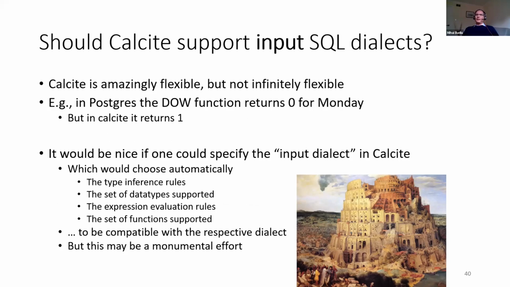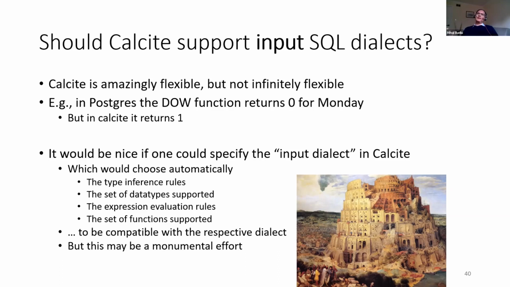For example, in Calcite, the day of week function returns 1 for Monday, but in Postgres it returns 0 for Monday. And for a while, I thought that the notion of SQL dialect would solve this, but it turns out the SQL dialect is something that Calcite uses for output, for generating SQL, for using JDBC.